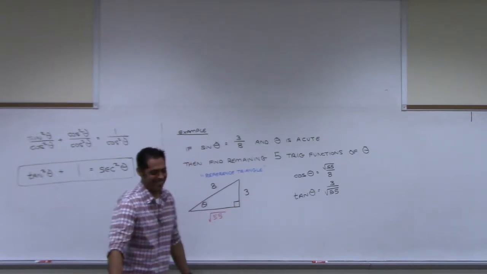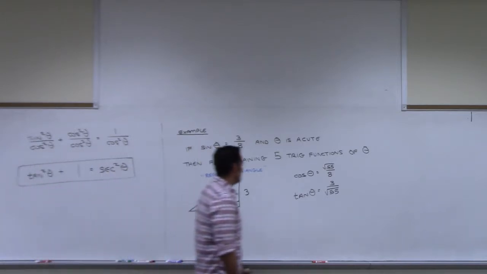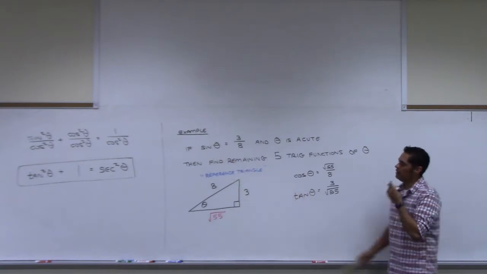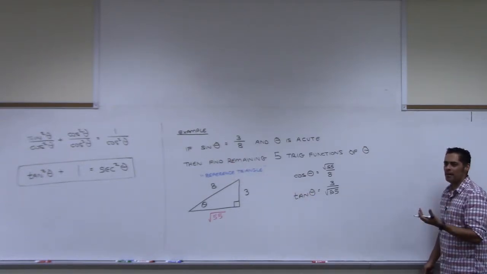No, I'm kidding. You can leave it just like that. And then the others, let's see. What's the reciprocal of sine? Cosecant. Now, does anyone have a clever way of remembering that?